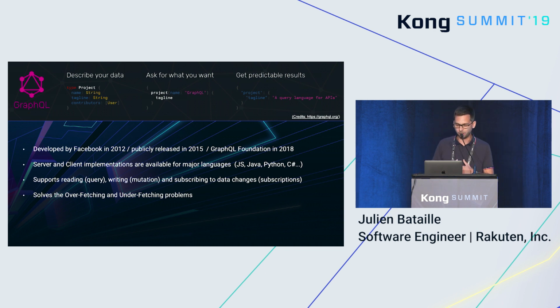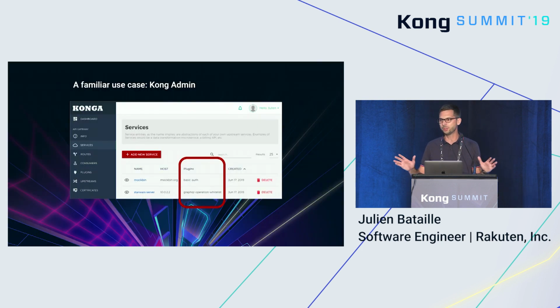To explain the overfetching and underfetching problem, I want to use what I hope is a familiar use case for this audience, the Kong admin API. How many of you are using the Kong admin API? Please raise your hand. Yes, perfect, OK. So you'll know what I'm talking about.